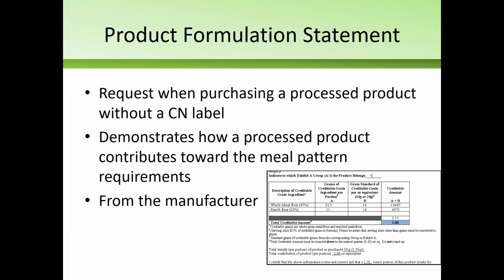Now, a product formulation statement is what you would request when a product does not have a CN label. It comes from the manufacturer and demonstrates how the product contributes towards the meal pattern. So in this picture, you can see the ingredients are all listed and then converted to a creditable amount. And it also includes a certification statement from the head of the company. Now, if you're not sure if your product has a product formulation statement or you're not sure how to read one, feel free to reach out to our office and we'll be able to help you out with that.